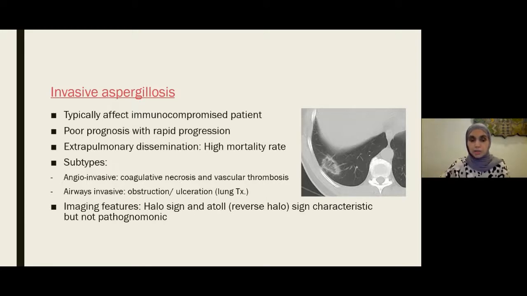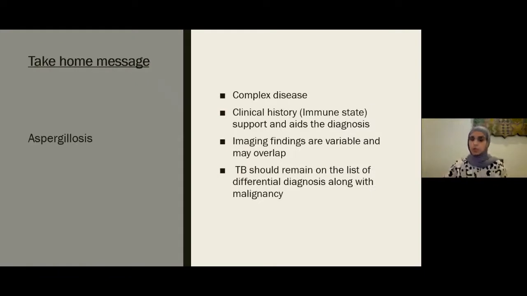Imaging features of invasive aspergillosis are the halo sign and the atoll sign, which is a reversed halo sign. These signs are characteristic but not pathognomonic, and they result from hemorrhagic components either around the lesion or within the lesion. Take-home message: aspergillosis is a complex disease. Clinical history and immune state support and aid the diagnosis. Imaging findings are variable and may overlap, and TB should remain on the list of differential diagnosis along with malignancy.